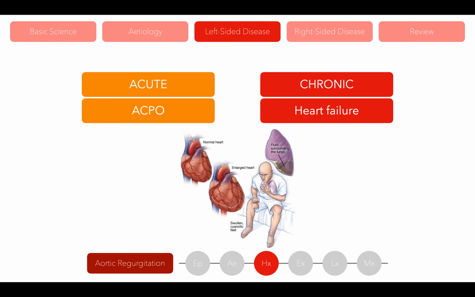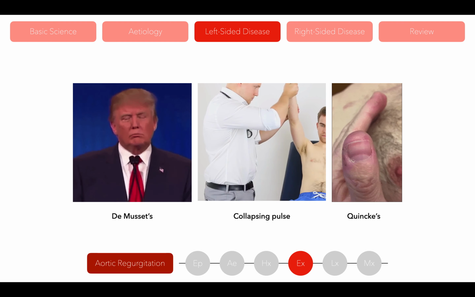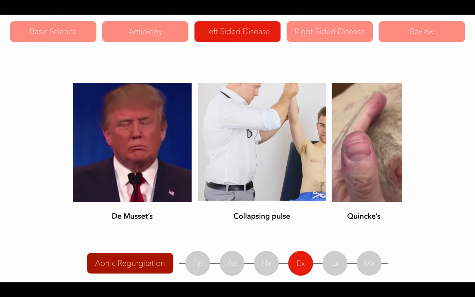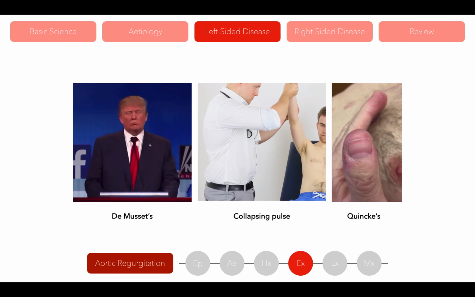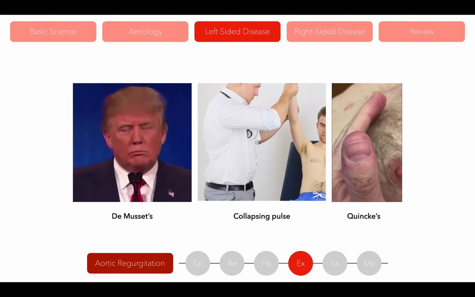But the chronic patient has left and right-sided heart failure eventually, as you get left-sided issues going on and that hypertrophy and dilation therefore, and then you get pulmonary hypertension that wrecks the right side of the heart. So you get peripheral edema as well as pulmonary edema. So there's lots of different signs for aortic regurgitation, and I've chosen 3. One is de Musset's sign, which is nodding with each beat. That's a classic sign of aortic regurgitation.